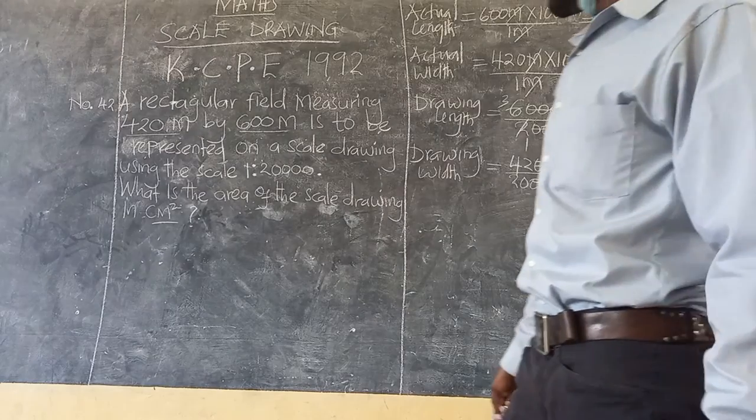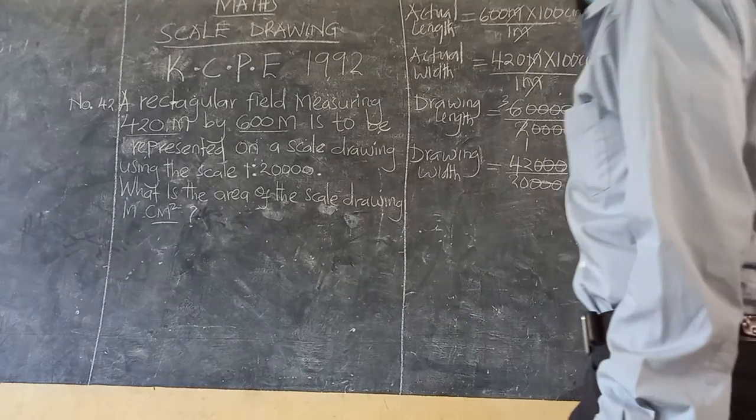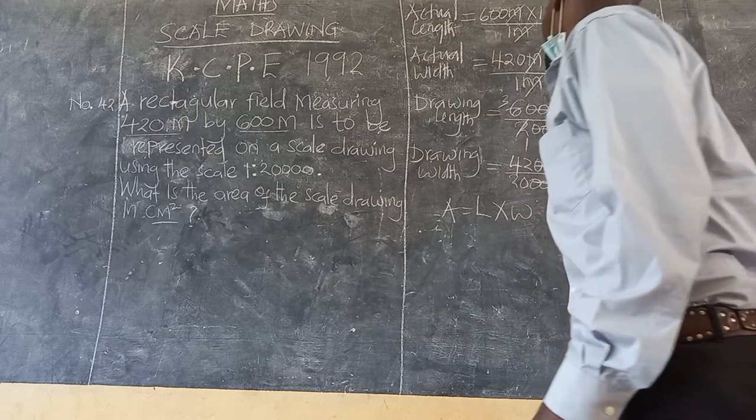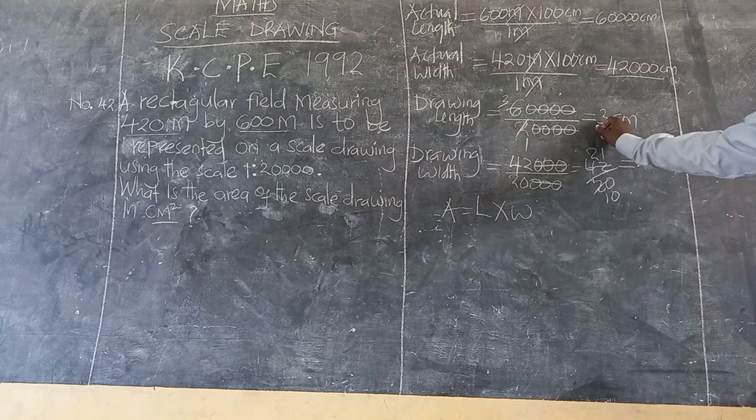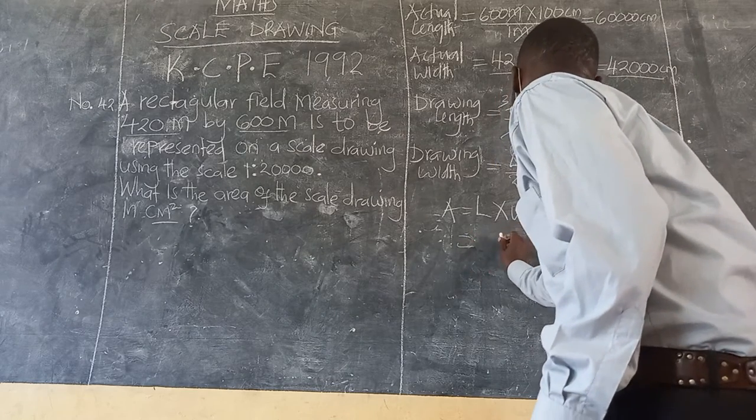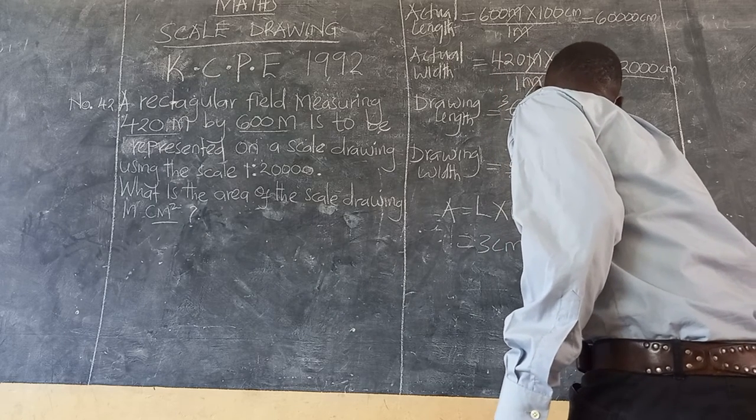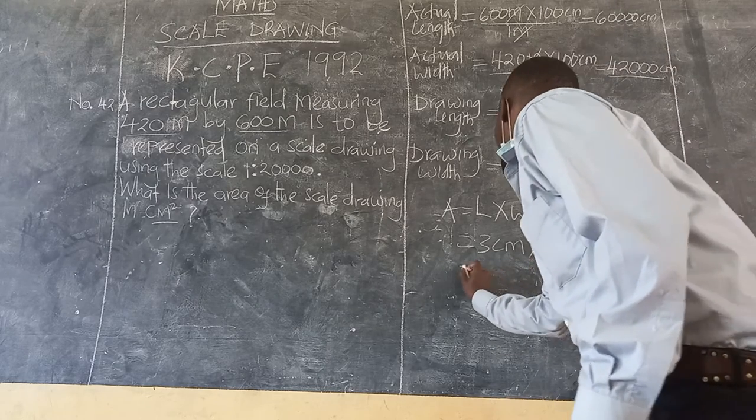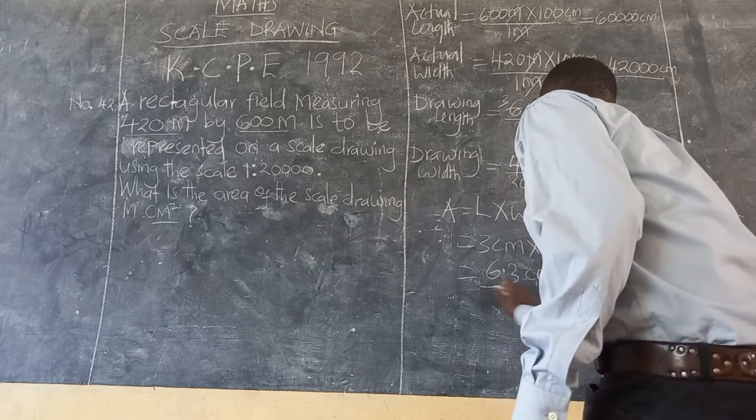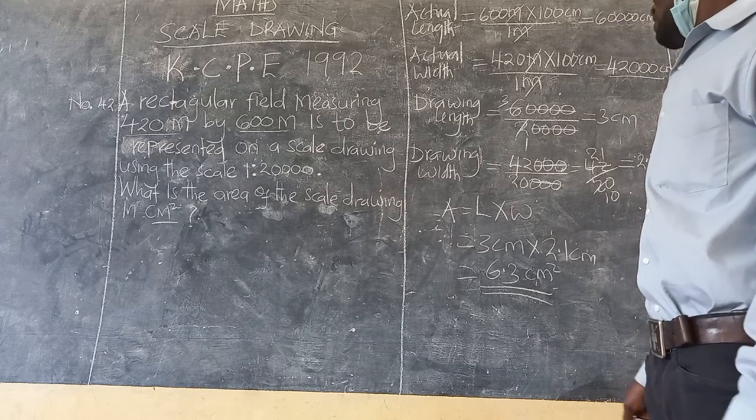So our question is asking, what is the area of the scale drawing in square centimeters? To get the area of a rectangle, you know it is length times width. Our drawing length is 3, our drawing width, 2.1. So our area becomes 3 centimeters times 2.1 centimeters. When you multiply this, you get 6.3 square centimeters. That is our answer. So that is our lesson for today.